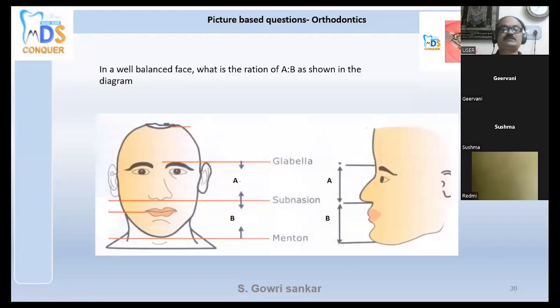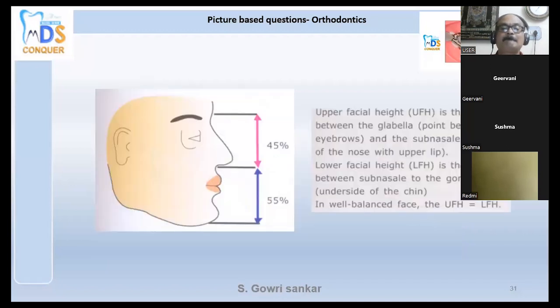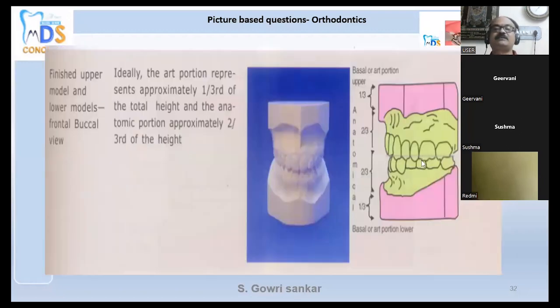So this is the same question, what we are asking about the upper half of the face and lower half of the face. What is the ratio between upper half and lower half of the face? It is 45 to 55, so put it as a 1:1 ratio. Upper half, the lower half. The lower half will be a little bit more. So this type of questions also you can expect.